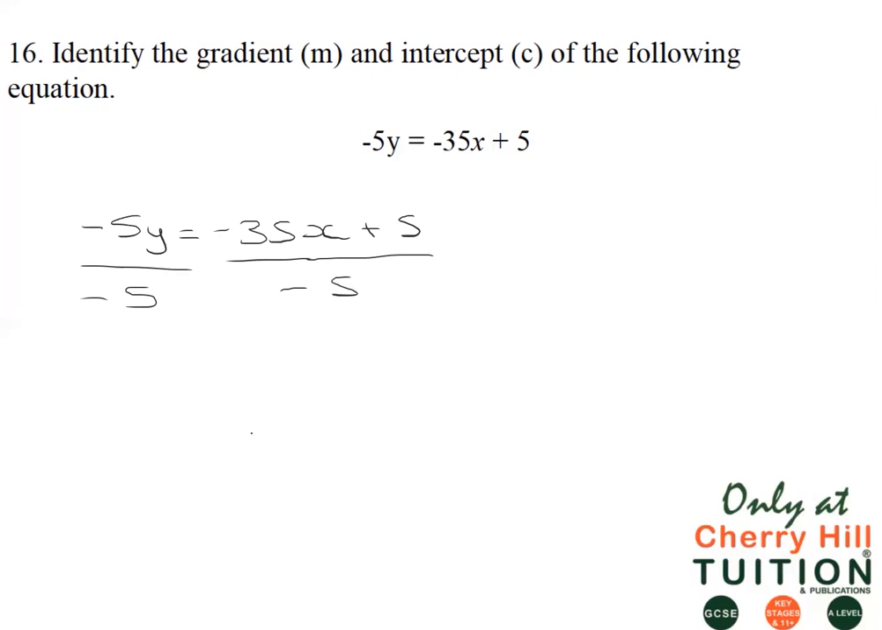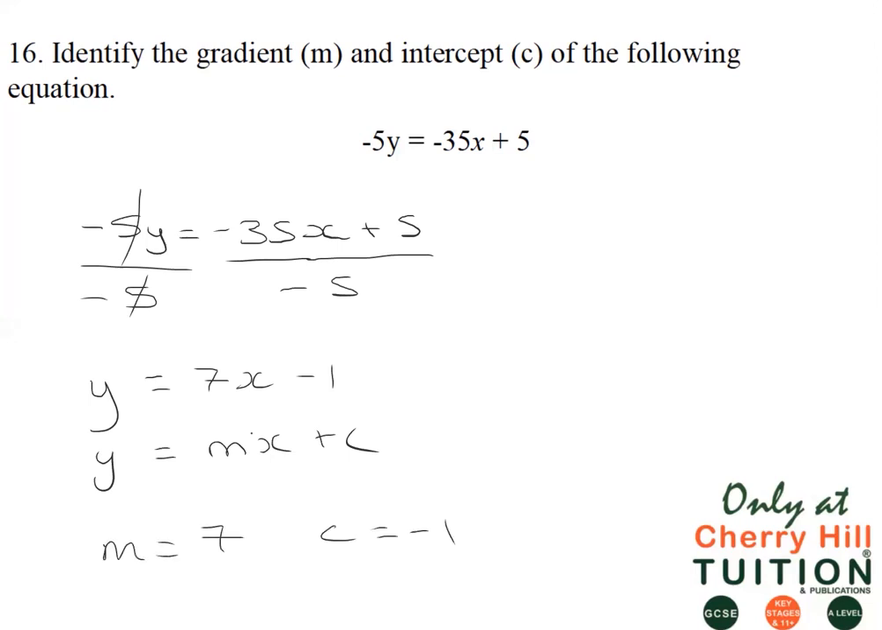This will leave us with y on the left-hand side because the minus 5's cancel out. Minus 35 divided by minus 5 is just 7, and then we have the x, and then we have 5 divided by minus 5, which is minus 1. And this now looks like y is equal to mx plus c. So m is the gradient, which is 7, and the intercept is minus 1, and that's your answer. Okay, so hopefully you are getting quicker at this. Have a go at this question and check if you get the right answer.